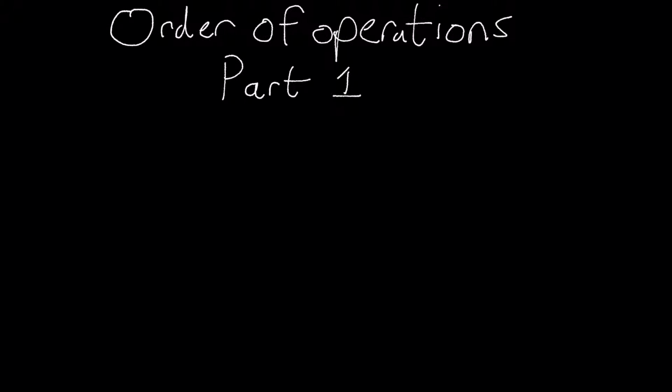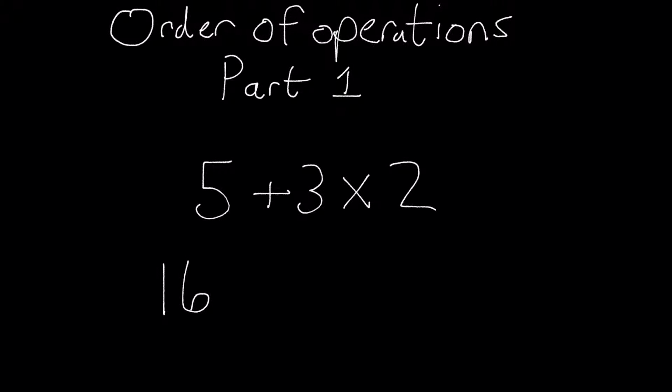So, first of all, let's talk about what the order of operations is. The best way I think to sum that up is to ask you to try and solve this problem. We have 5 plus 3 times 2. So go ahead, try to solve that in your head real quick. If you go through it the way that you're used to going through math problems, you're probably going to tell me that the answer is 16. But it's not. The answer is actually 11.